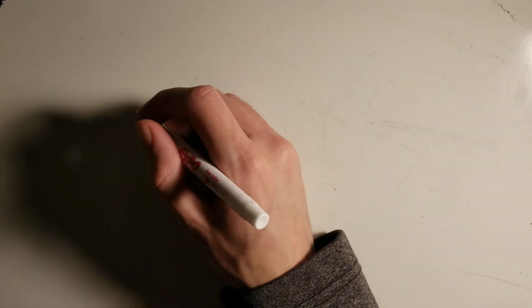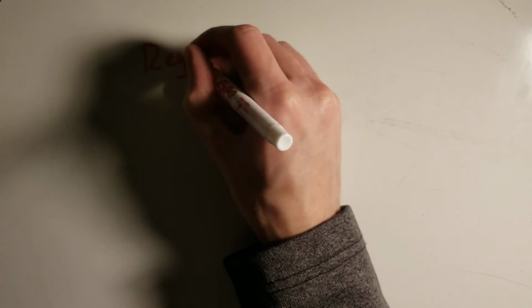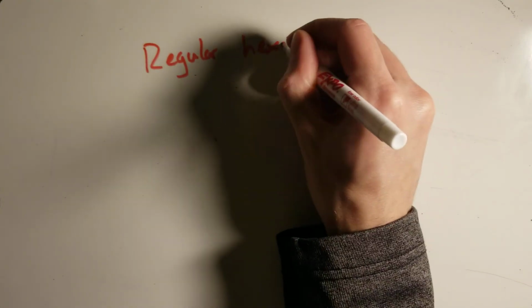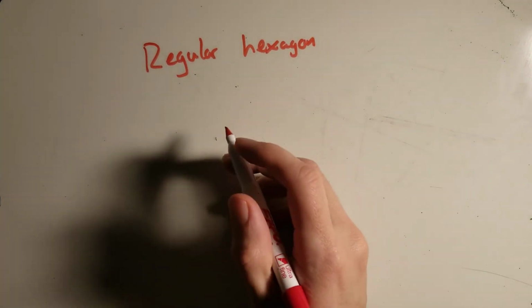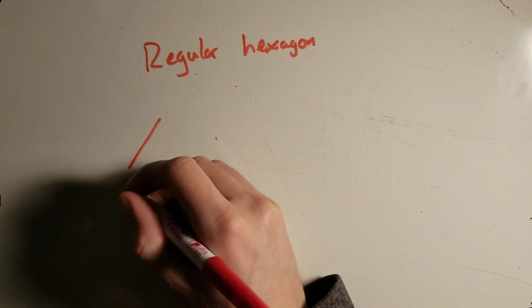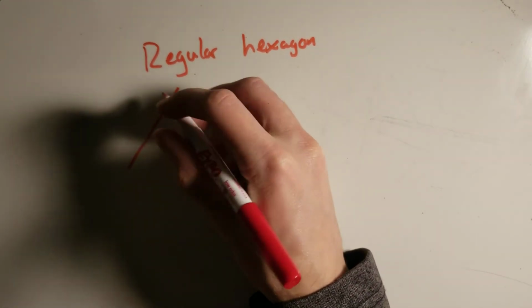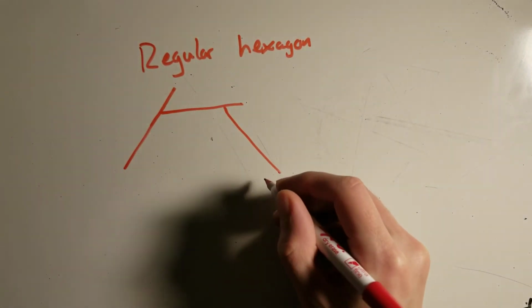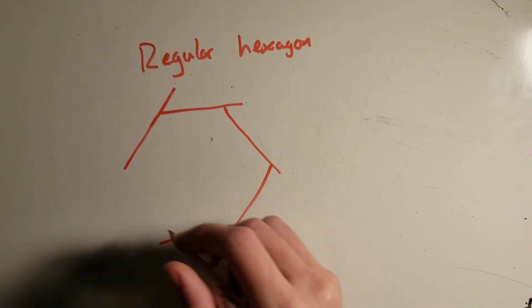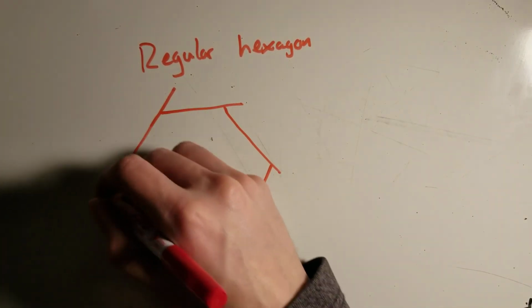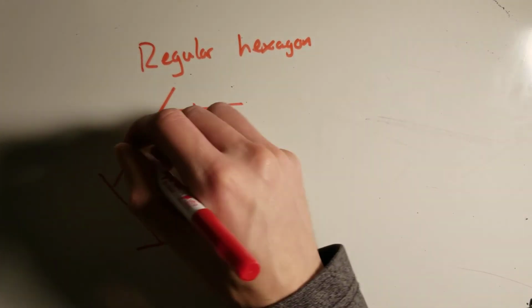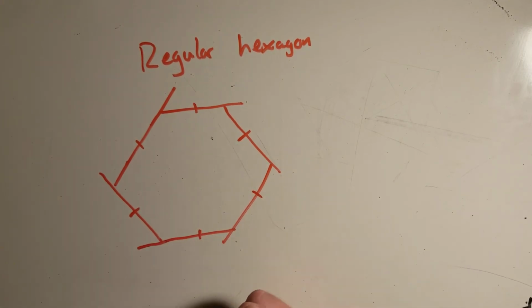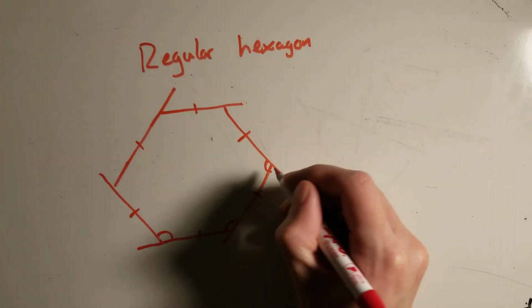So the last one just says, find the measure of an exterior angle of a regular hexagon. So I'm going to write down regular hexagon. So a regular hexagon, what that means is, and we're looking for the exterior angle, so we're going to extend this a little bit. We have a hexagon where every side is congruent and every angle is congruent. So all these sides are congruent, the segments, and then all these angles are congruent.